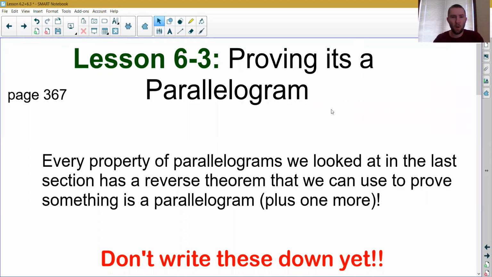Hello, students. Welcome to lesson 6-3. In this lesson, we're going to be talking about how to prove that a four-sided shape is a parallelogram.